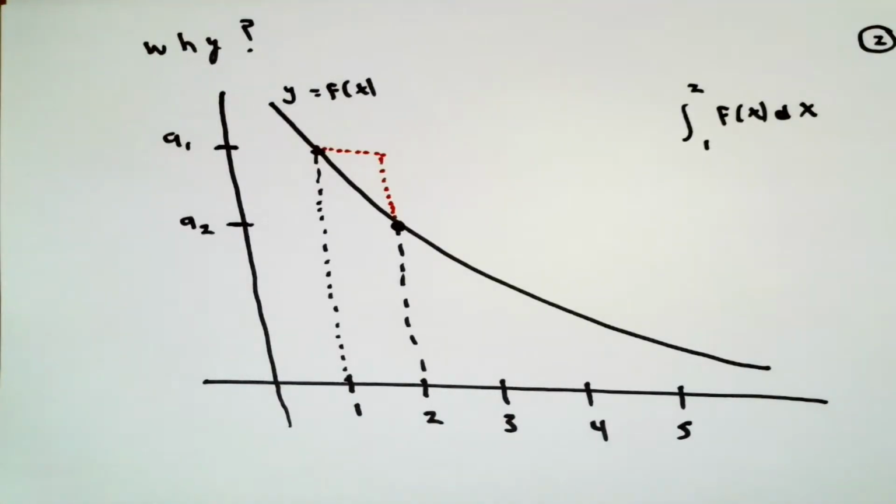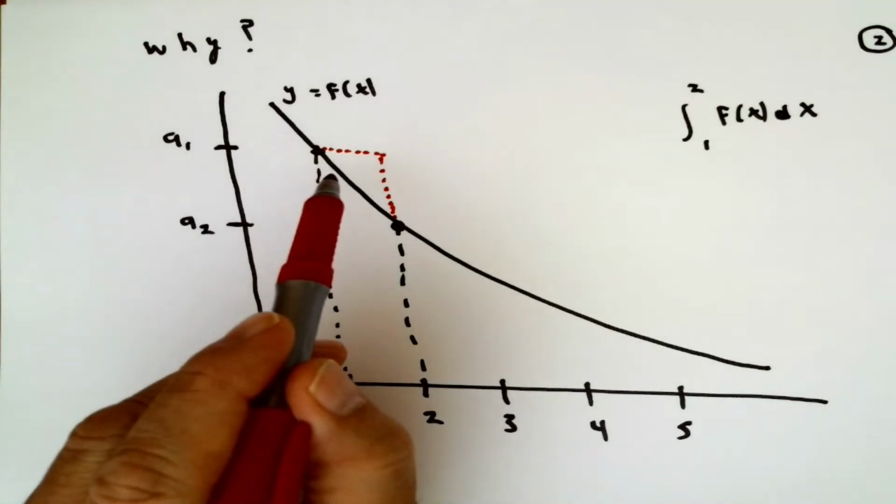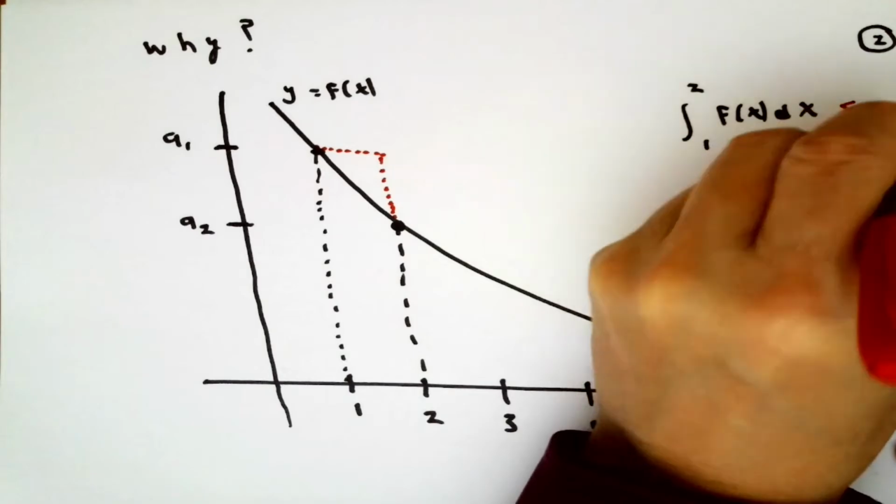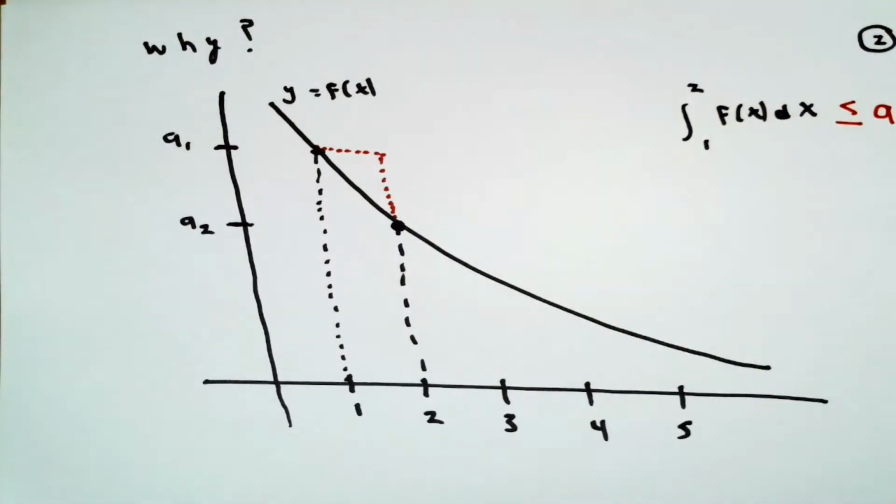The region under the curve from x equal 1 to x equal 2 is contained within a rectangle that starts at x equal 1, ends at x equals 2, and has height a_1. The width across the bottom is 1 unit. 1 times a_1 is a_1. The area of the rectangle outlined in red is a_1 times 1. It contains the region under the curve, so the area under the curve must be less than or equal to a_1.